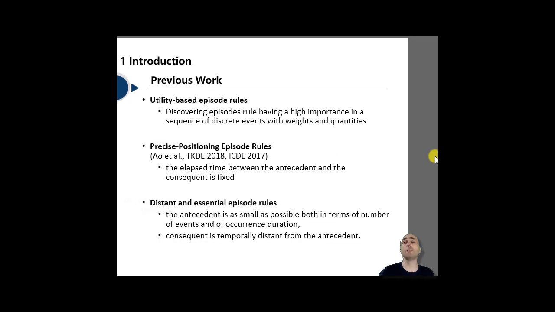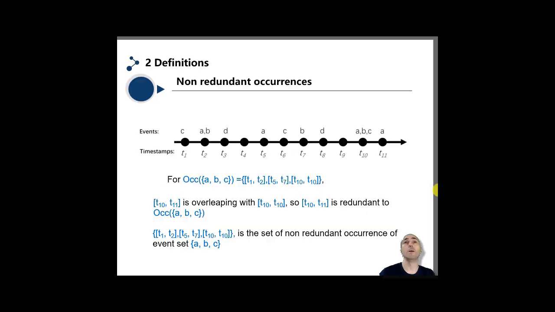There have been many papers about finding episode rules in sequence data, with different kinds of rules like utility-based episode rules, precise positioning episode rules, and other types of rules. In this paper, we will introduce a new type of rule that we hope will give better results or be more interesting. Before I present the new type of rule, let me introduce some definitions.